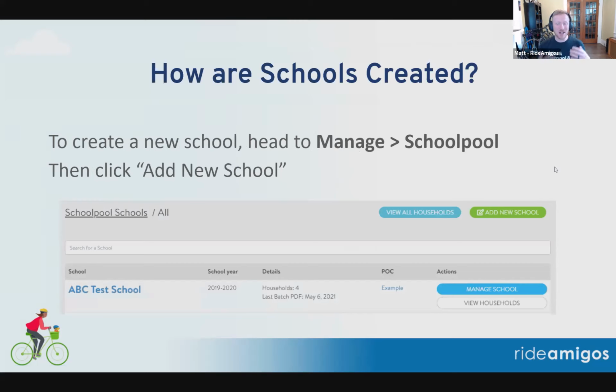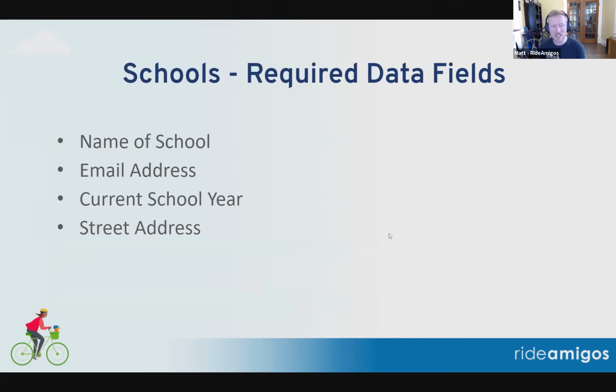So once this is fully enabled on your system, which I believe we're looking at beginning next week, we're going to flip the switch on this so you can start playing around. You'll be able to have a new item in your menu that'll be Manage School Pool. And then from that view, you can click on Add a New School to begin that school creation process.